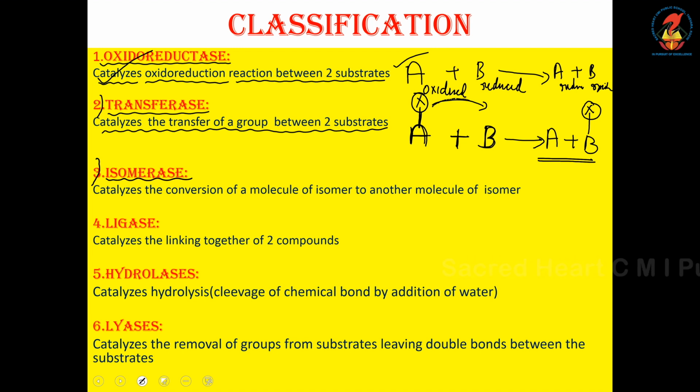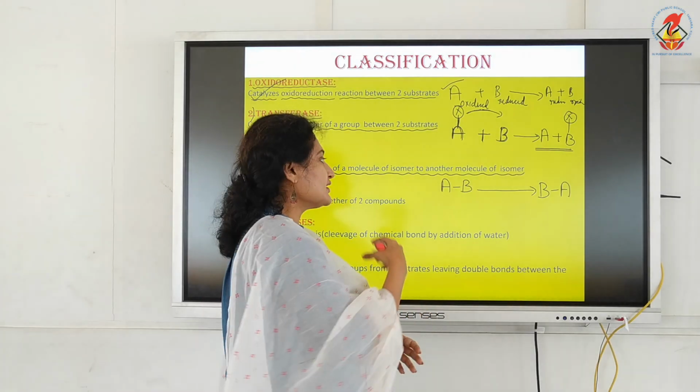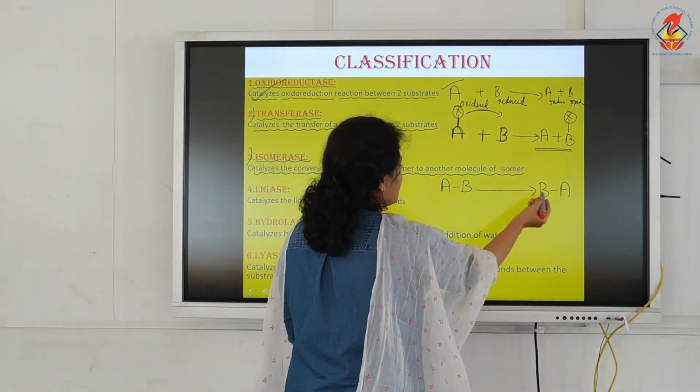Next, isomerase. You are well aware of isomers. They have the same chemical formula but different structure. Isomerase catalyzes the conversion of a molecule of one isomer into another molecule of isomer. For example, A bonded with B is an isomer. It gets converted to its isomeric form, B bonded with A. So, the atoms present in each element are the same, but it has rearranged, this molecular rearrangement takes place, and we get its isomer.